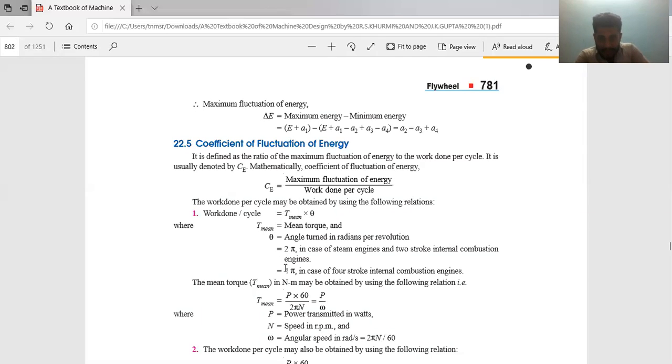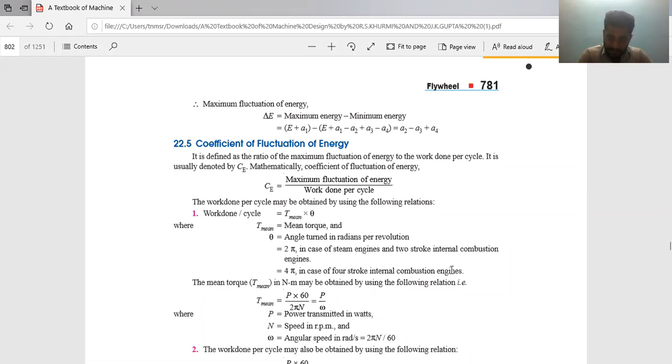So theta is equal to 2 pi. Theta will be 2 pi when it is a two-stroke internal combustion engine, because in a two-stroke engine, 360 degree. Suction and compression you are getting in one stroke, and expansion and exhaust you are getting in another stroke. So total stroke is 2. That means the total angle turned is 2 into pi, that is 360 degree. But in a 4-stroke engine, you are getting 4 different strokes.